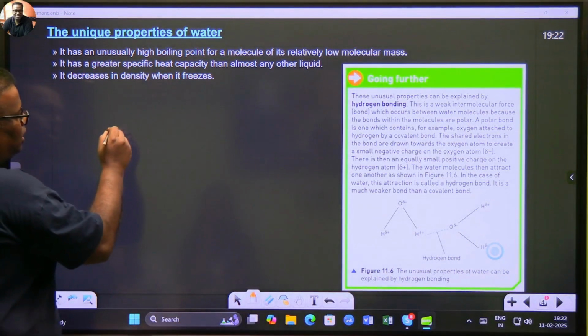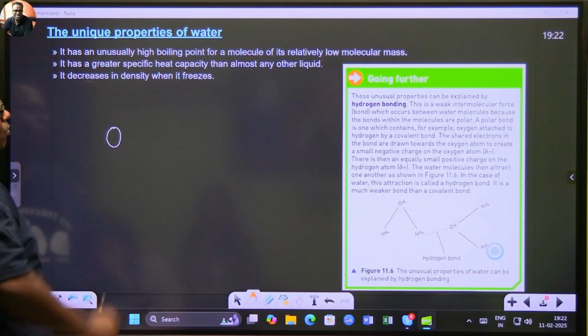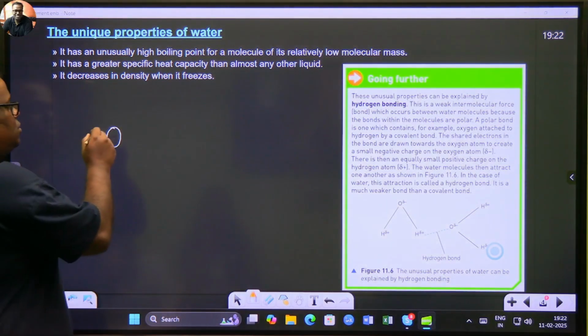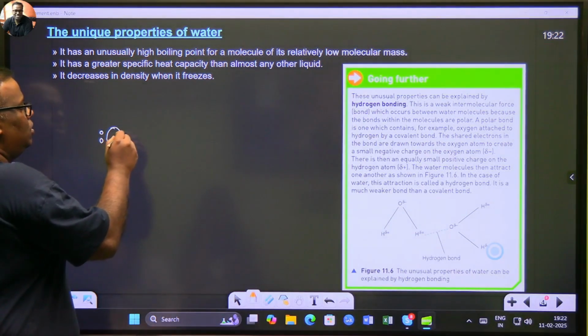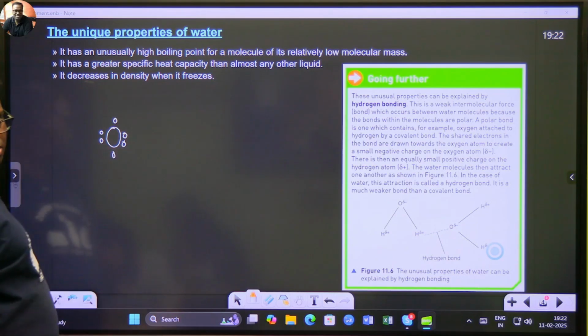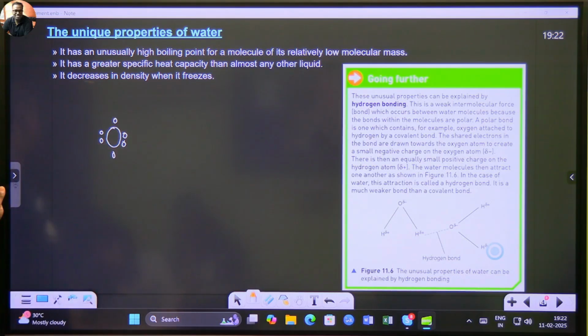Before hydrogen bonding, let's look at the bonding of water. We have oxygen. How many valence electrons for oxygen? 6 valence electrons, right? So 1, 2, 3, 4, and then 5, and then 6. Understood?